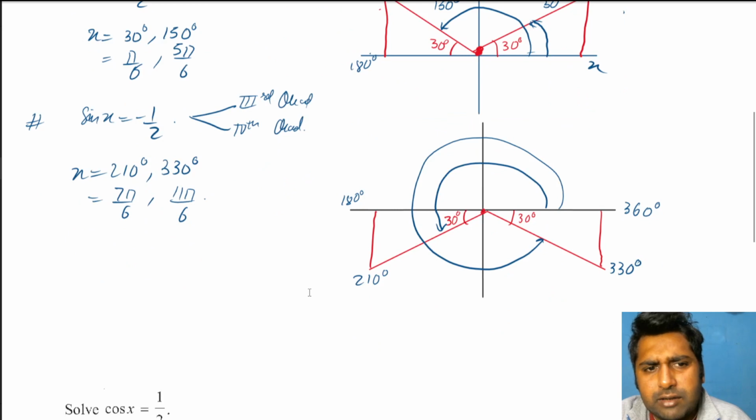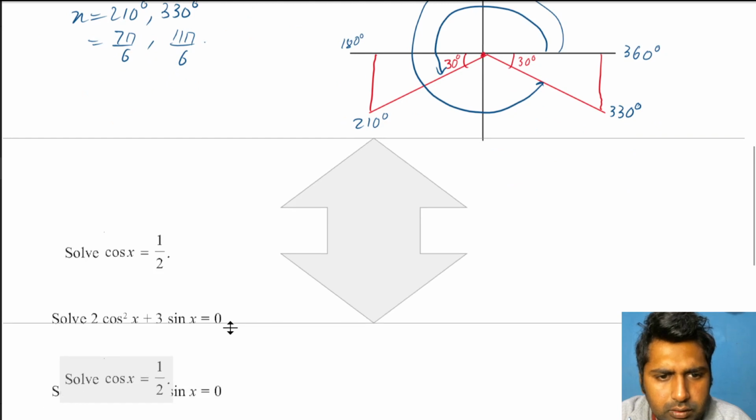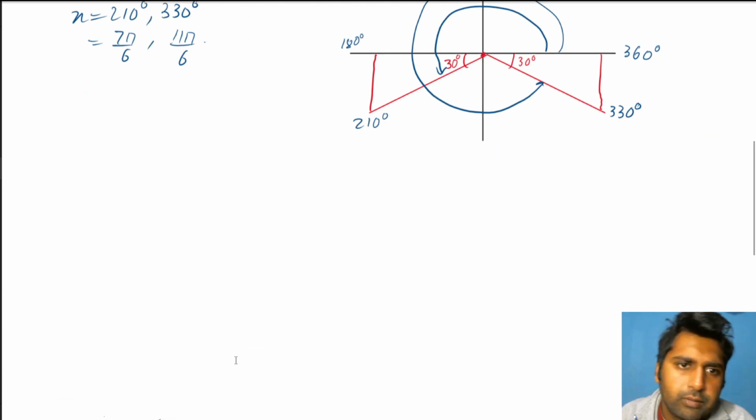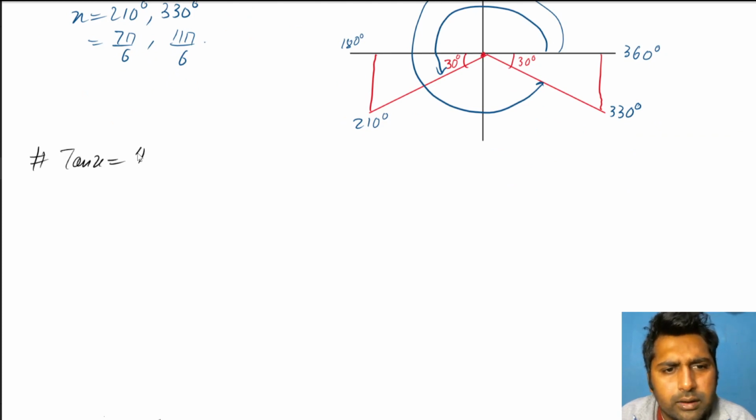Now that we have done for sine, I'll solve for one more. I'll do for tan also. Let's solve, let's say tan x is equal to 1. Let's take a very simple one.